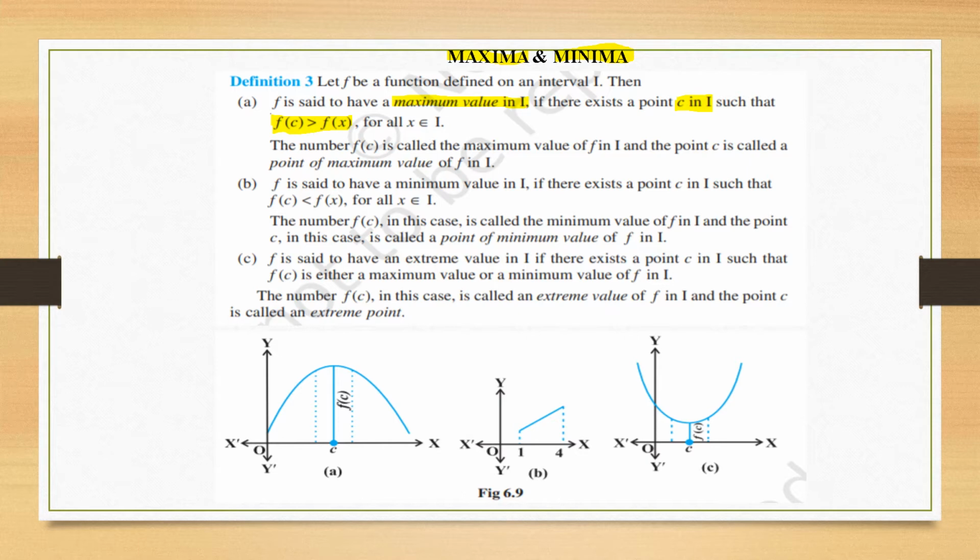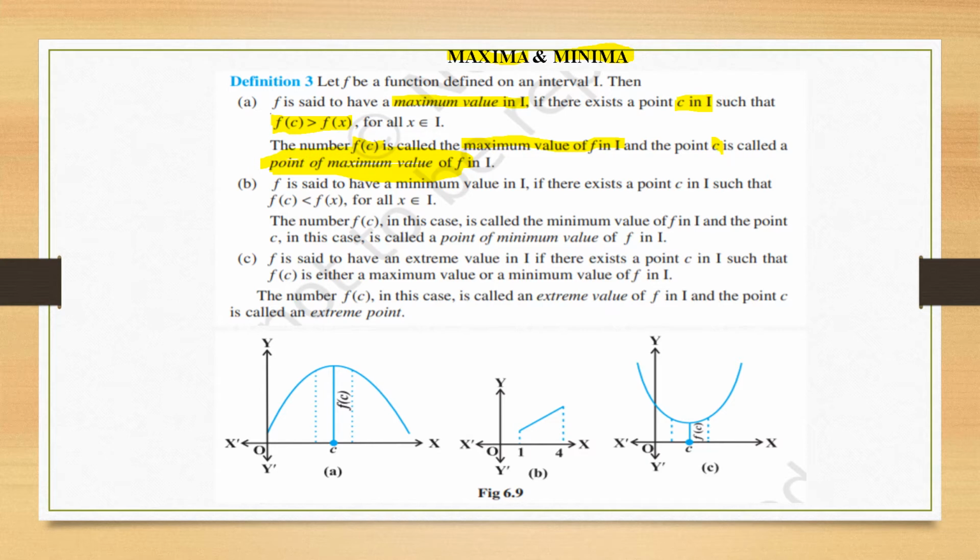So we will say that f has a maximum value in I if the value at point C is greater than all other values of the function in that interval, for all x belonging to I. And this number f(C) is called the maximum value of the function in I. And this C is called the point of maximum value.